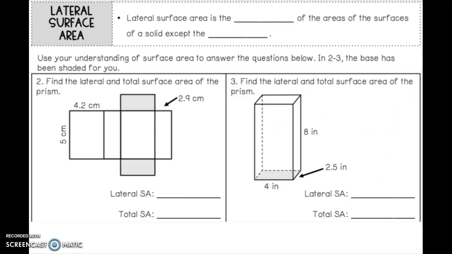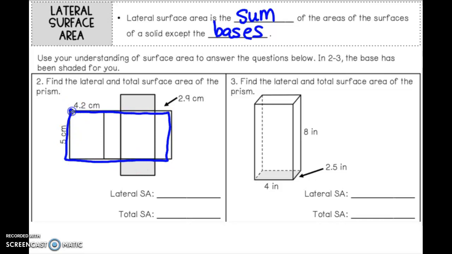All right, lateral surface area is a little bit different, but not really. Lateral surface area is the sum of all the areas of the surfaces of a solid except the bases. So, for instance, the lateral surface area here is this part. They're considering this and this a base. Same thing on this one. This end and this end is the base. So we are not including those. So what is the lateral surface minus those?